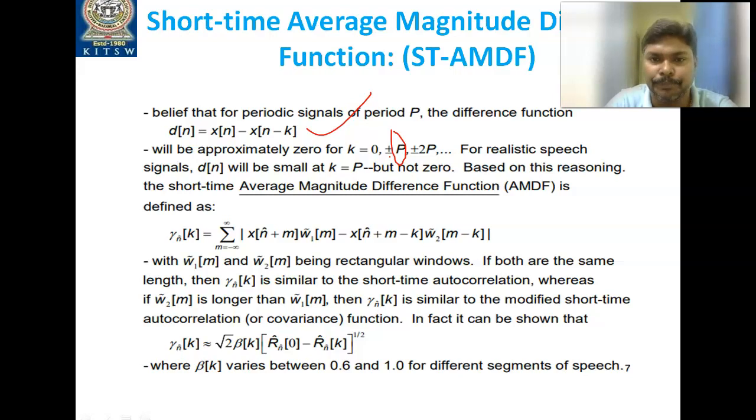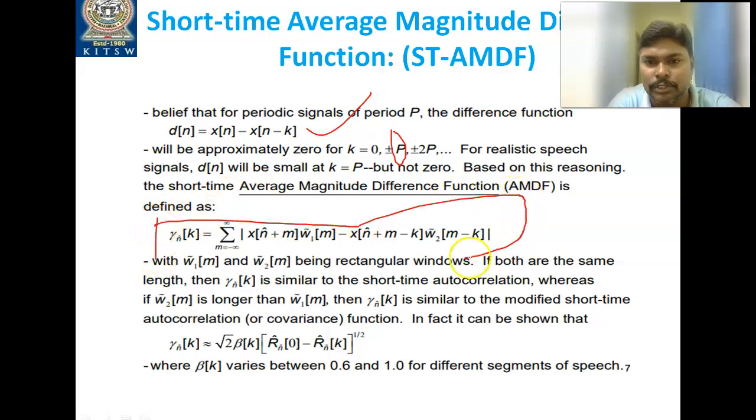but not 0. Ideally speaking that is completely 0, but practically it is not, because the speech signal is not stationary, it is a quasi-periodic signal. It is nearly periodic, but not exactly. So therefore, for the realistic speech signal, this d of n will be a small value. Based on this reasoning, the short time average magnitude difference function is defined like this.